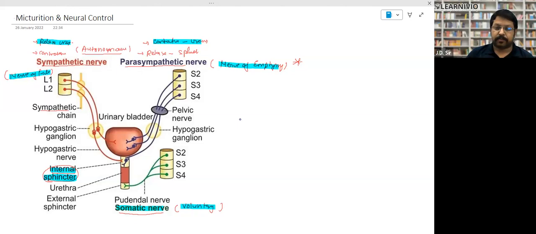The one which helps in filling is called the nerve of filling. The one which helps in emptying it is called the nerve of emptying.